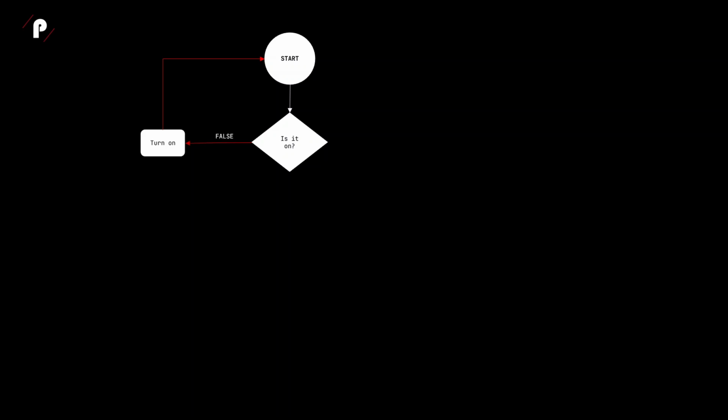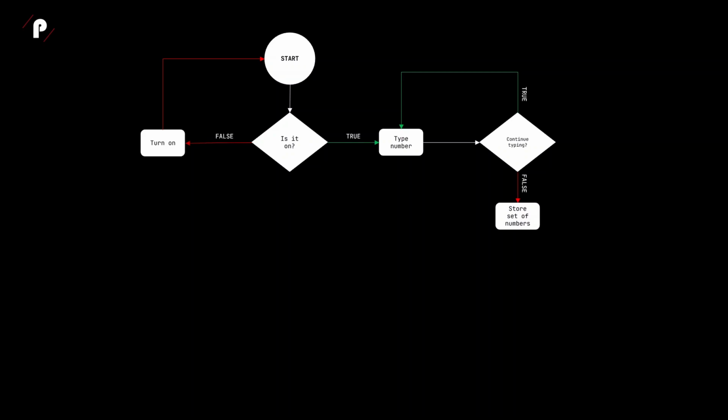If the response is true, the user will type a number. After typing a number, it will ask if the user will continue typing. If the response is true, we can see that it returns to the process of typing a number and asks again. It is known as a loop. If the response is false, it will store the current set of numbers.